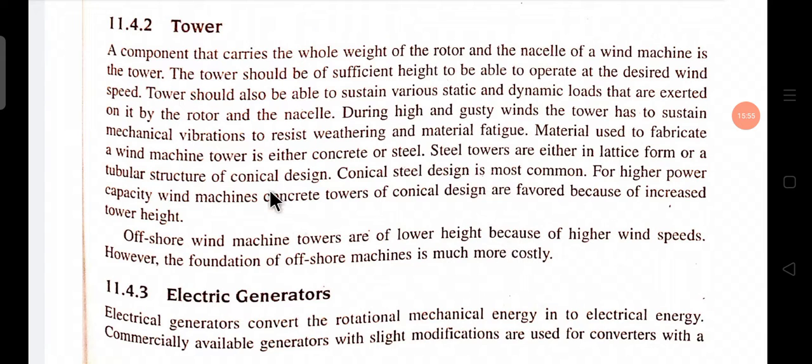So in the next class we will see the electrical generator. Okay, thank you.